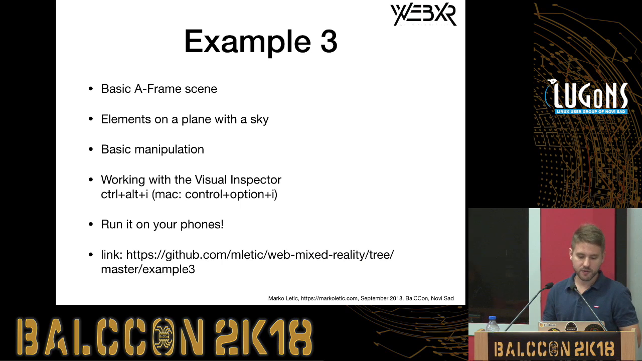So now we're gonna show you an example of a basic A-frame scene. It's kind of like a plane. It has a sky, and onto that plane we projected a couple of cubes and stuff like that. We're gonna see the basic manipulation of this scene, so we can move through it, we can look around, and I'm gonna show you the visual inspector, which is a very good tool.